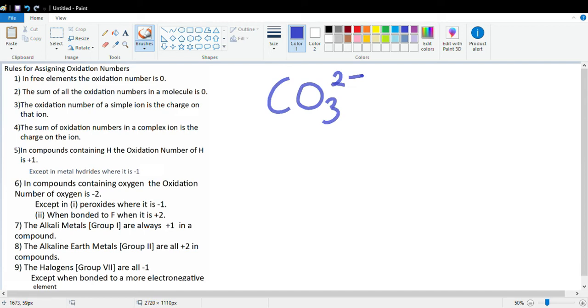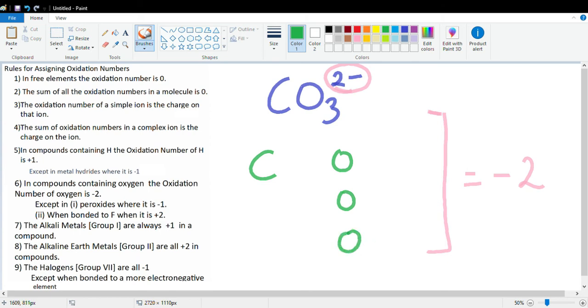So we know, based on the charge of this complex ion, that when we add up our oxidation numbers for our substance, for our complex ion, they should equal -2. So it should give us equal to -2. So within that then, I've got to work with my 1 carbon and my 3 oxygens that I'm given. Rule 5, so we are working with rule number 4 there. Rule 5, we're not, there's no hydrogen. Rule 6, we are, there's an oxygen. This is not a peroxide and there's no fluorine, so oxygens are going to be -2.